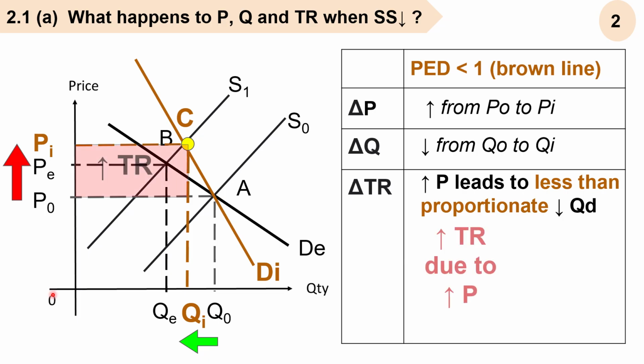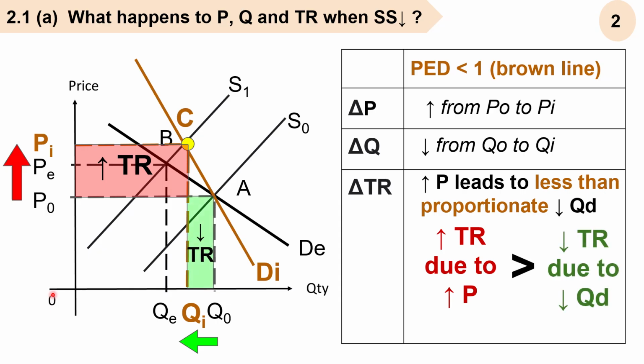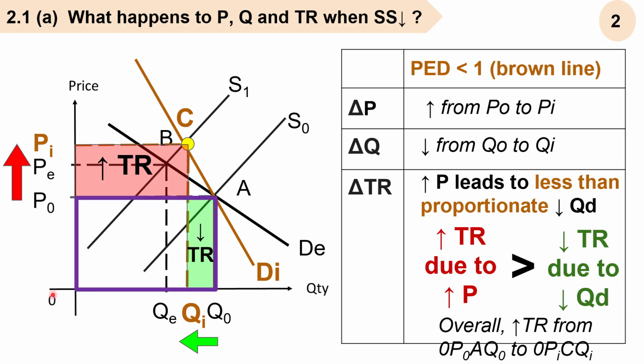So you are able to see that the increase in total revenue due to the increase in price is bigger than the decrease in total revenue due to the fall in quantity demanded. And therefore, there is an increase in total revenue from this purple box here, which is 0 P0 A Q0, to the yellowish green box, which is 0 PI C and QI.